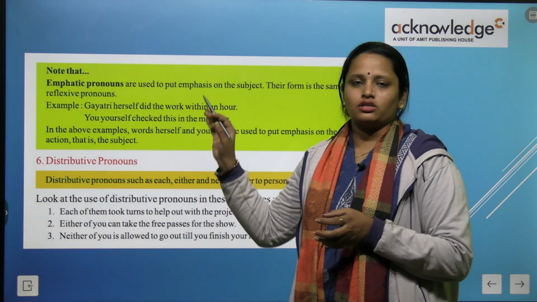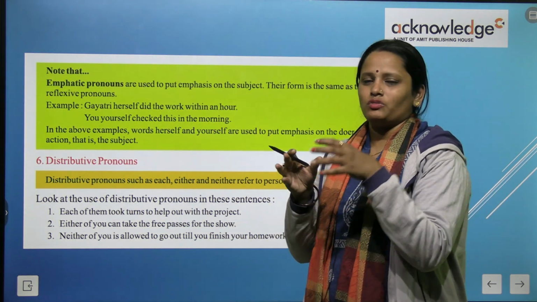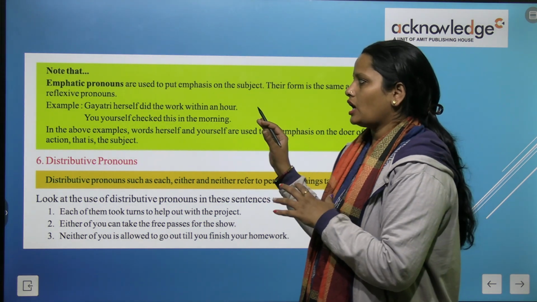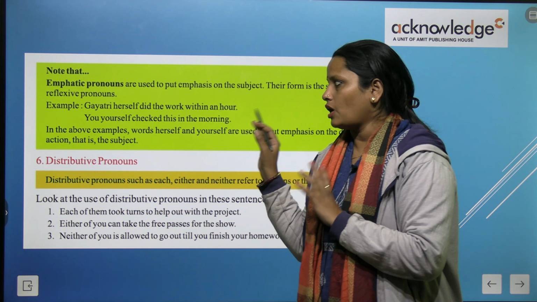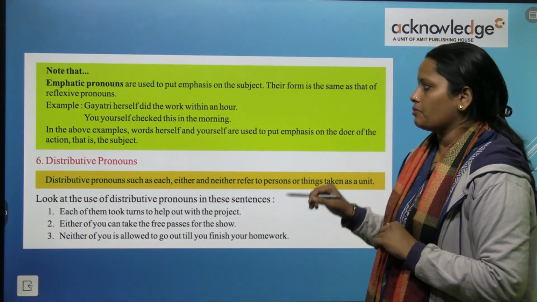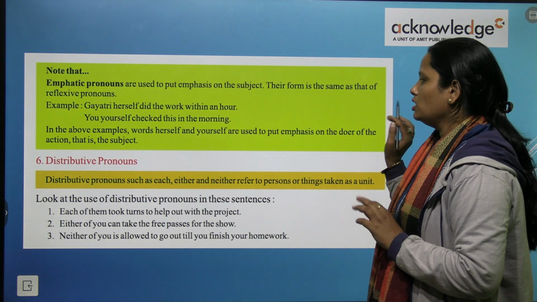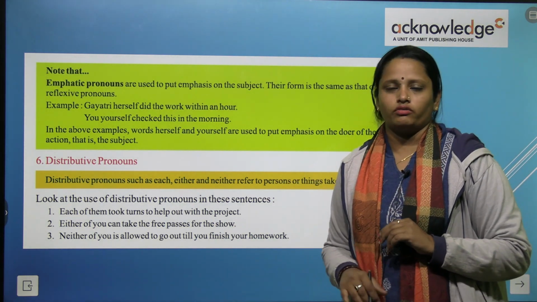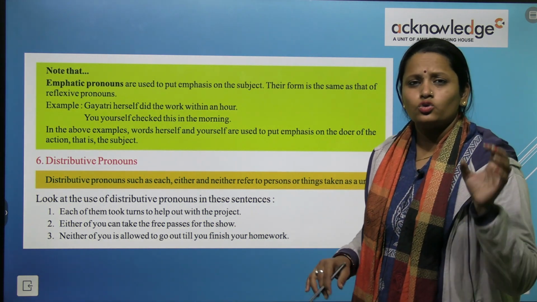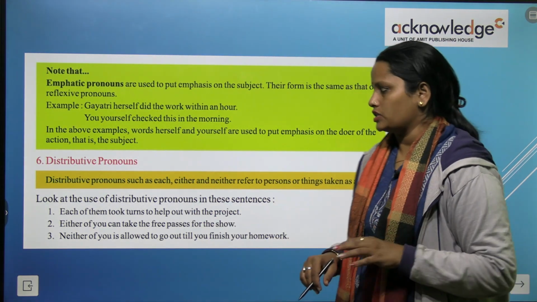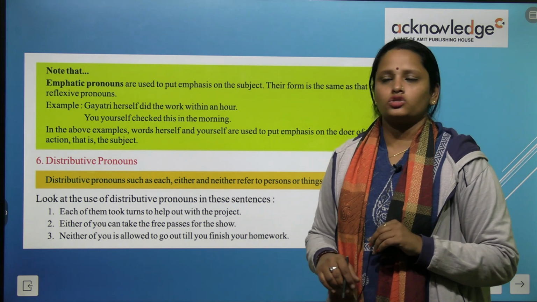अब यहाँ Gayatri और herself दोनों एक पास लिखे हुए हैं. मीन्स Gayatri के लिए herself use हुआ है, दोनों एक साथ लिखे हुए हैं. So यहाँ पे ये हमारा emphatic pronoun है. In the above examples, the words herself and yourself are used to put emphasis on the doer of the action. So जो action को कर रहा है उसके ऊपर emphasis डाला गया है. That is the subject.